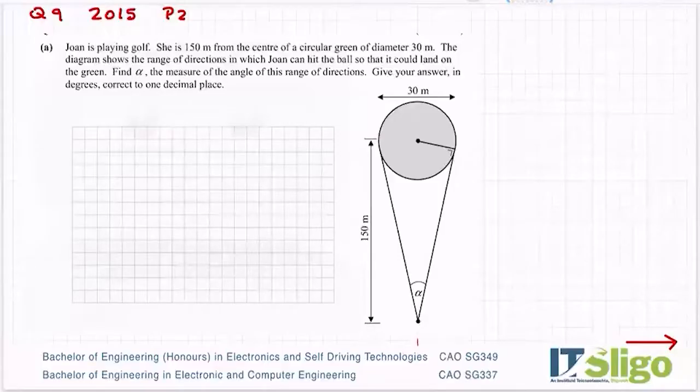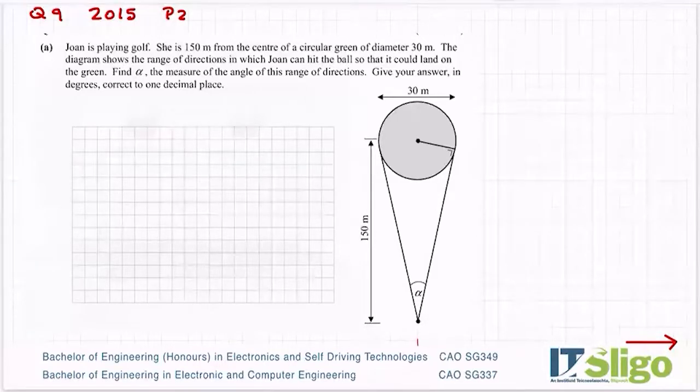Right, let's have a look at question 9, 2015. So a trig question. Joan is playing golf. She is 150 meters from the center of a circular green of diameter 30 meters. The diagram shows the range of directions in which Joan can hit the ball so that it could land on the green. Find alpha, the measure of the angle of this range of directions. Give your answer in degrees correct to 1 decimal point.